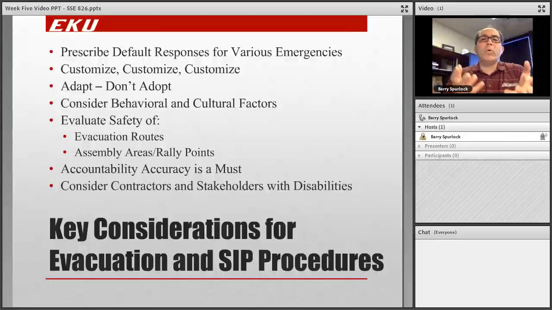If you want a quality EAP, you want one that's effective when the emergency really occurs. It really has to be developed with your facility in mind. I can't stress this enough. It's no different in what element we're talking about of your EAP. You have to customize. You have to adapt, don't adopt. Consider the behavioral and cultural factors in your organization as you develop this.